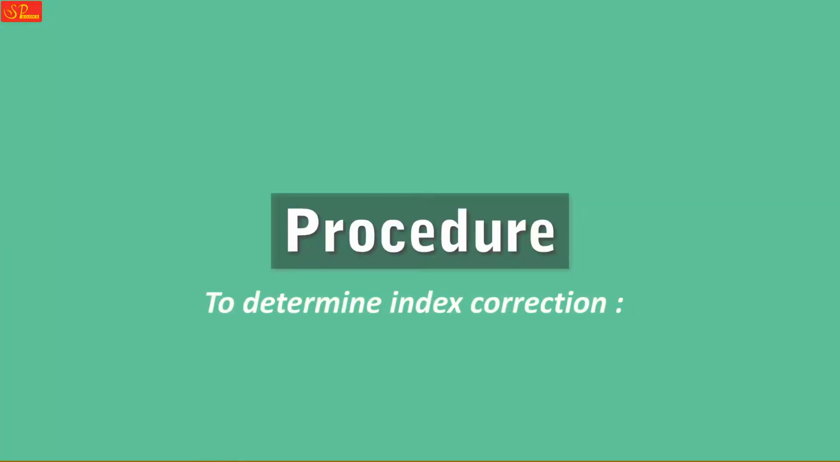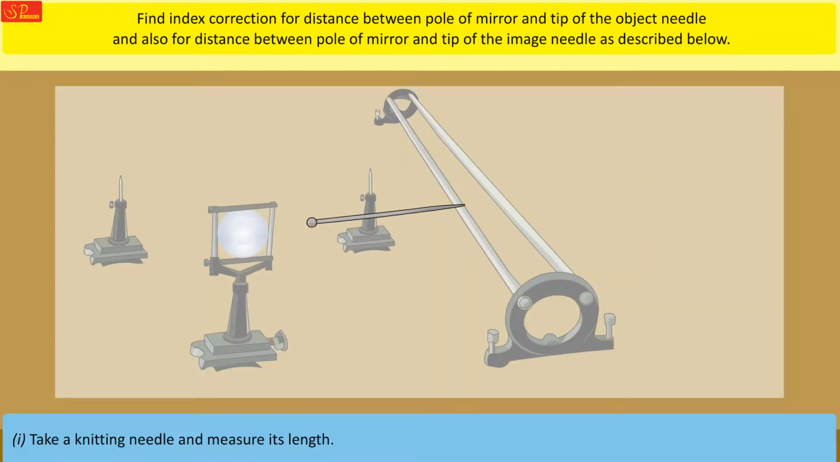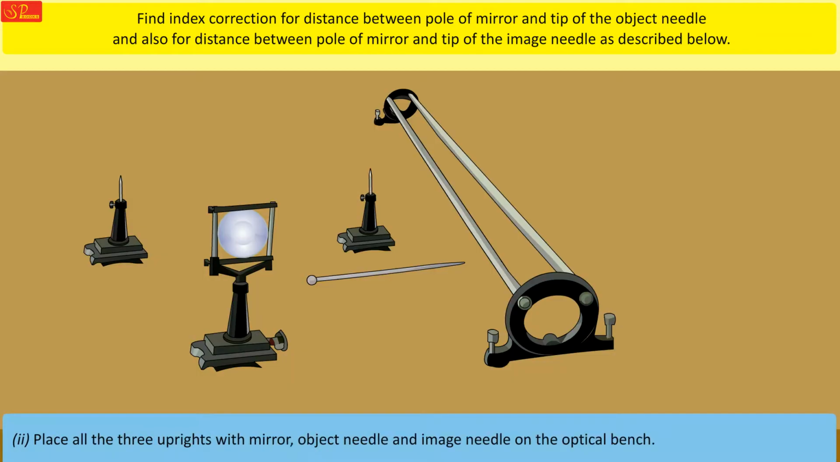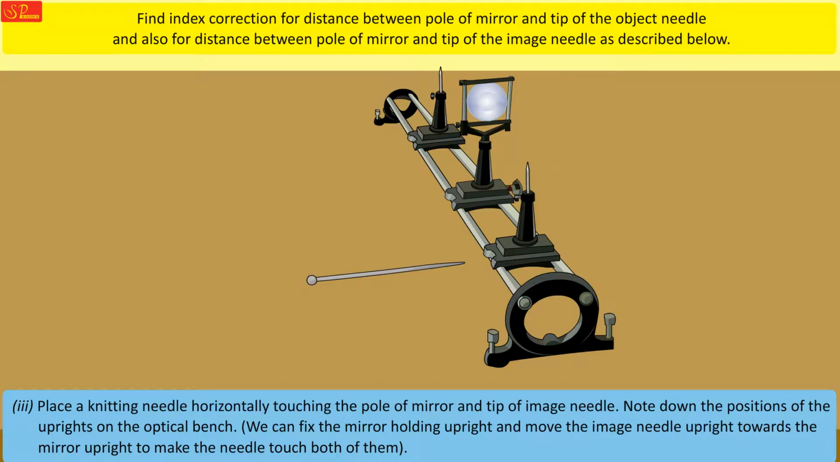To determine index correction, find the index correction for the distance between the pole of the mirror and the tip of the object needle, and also for the distance between the pole of the mirror and the tip of the image needle, as described below. Take a knitting needle and measure its length. Place all the 3 uprights with mirror, object needle and image needle on the optical bench. Place the knitting needle horizontally touching the pole of the mirror and the tip of the image needle. Note down the positions of the uprights on the optical bench.